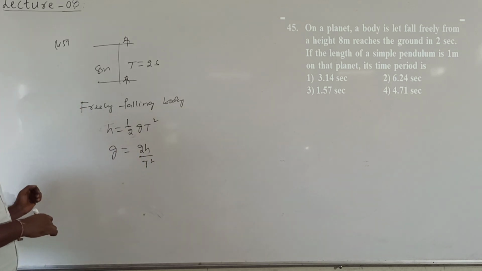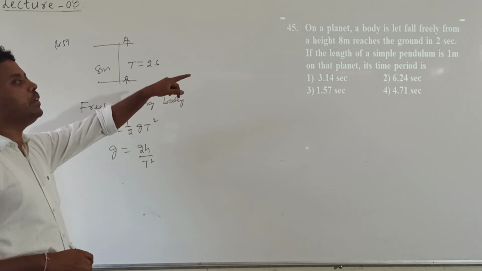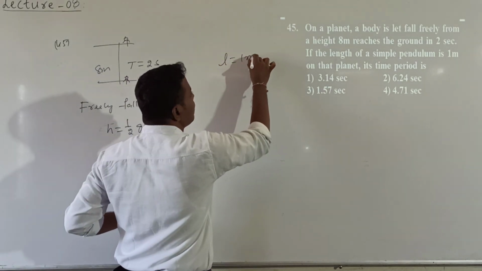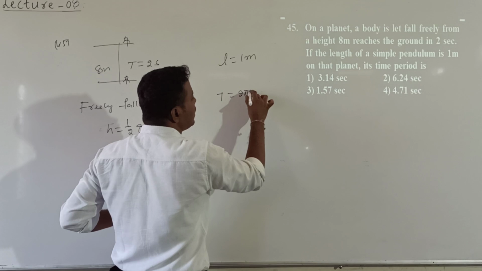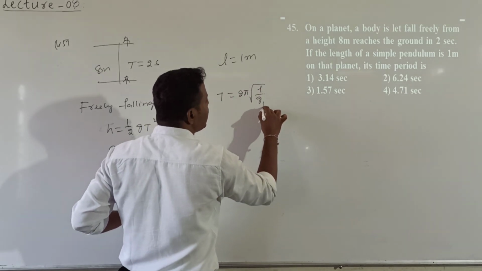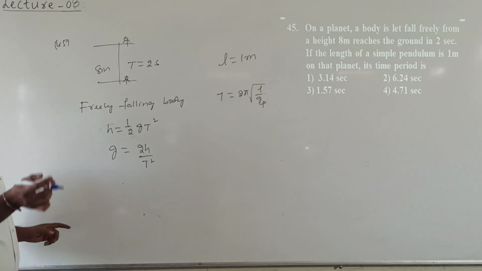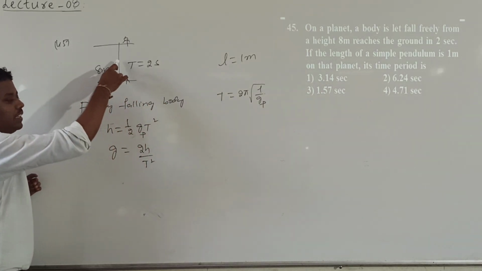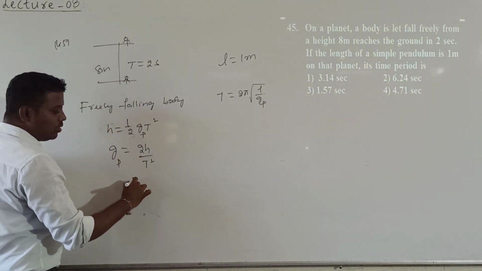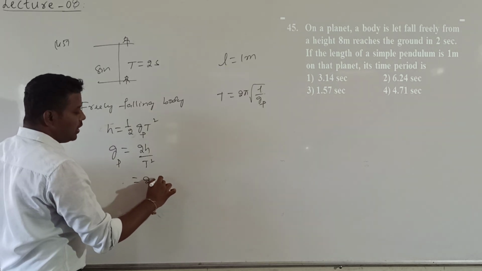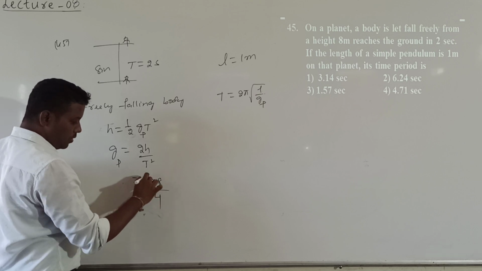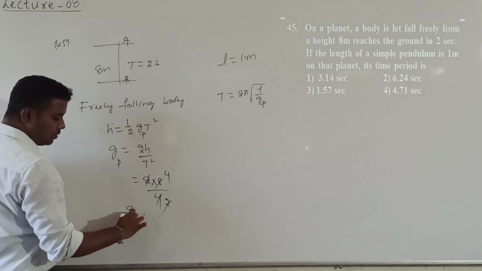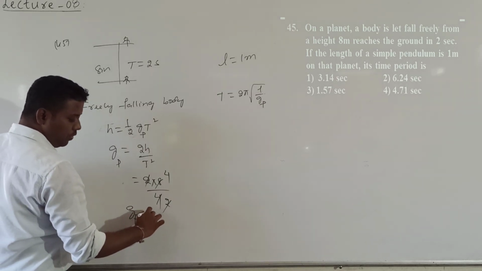In this given question, they are asking, if the length of a simple pendulum is 1 meter on that planet, what is the time period? So they gave L value equal to 1 meter, asking us to calculate the time period, 2 pi into root over L divided by Gp, where Gp is the acceleration due to gravity on that planet. To calculate that acceleration due to gravity, this data was given. So what will we get for Gp value? 2 into h value is how much? 8 by t square value how much? 4. 2 ones are 2, 2 twos are 4. So Gp is equal to 4.